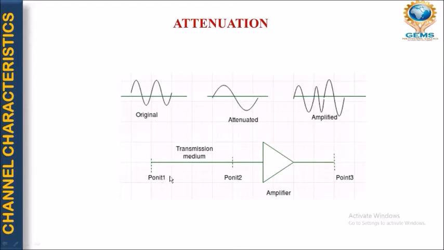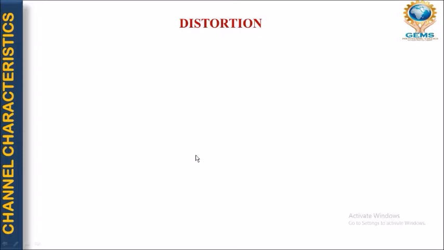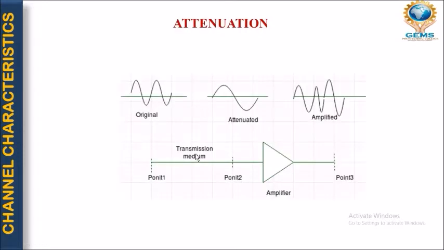So here we have point 1, where the original signal is. At point 2, this is the transmission time, okay, transmission through the transmission media, the signal is passing. And here after transmission we observed that our signal is attenuated. So if it is attenuated, the amplifier will amplify or strengthen the attenuated signal.